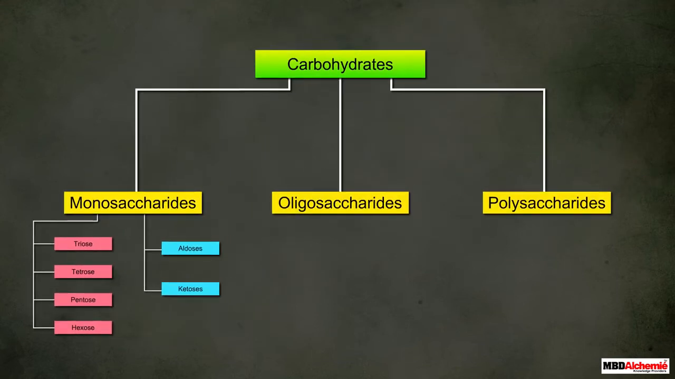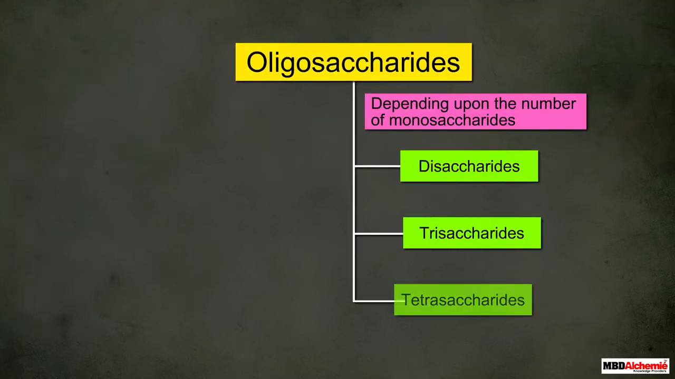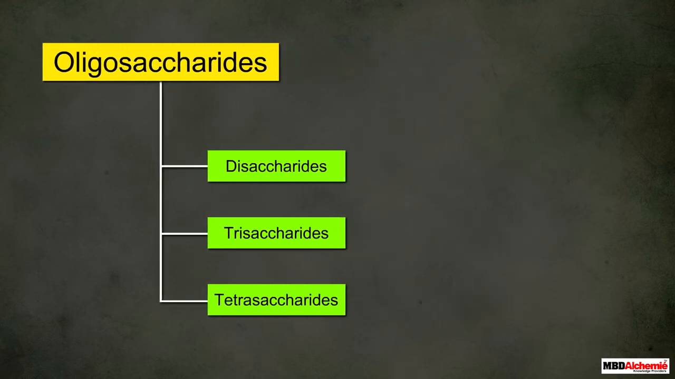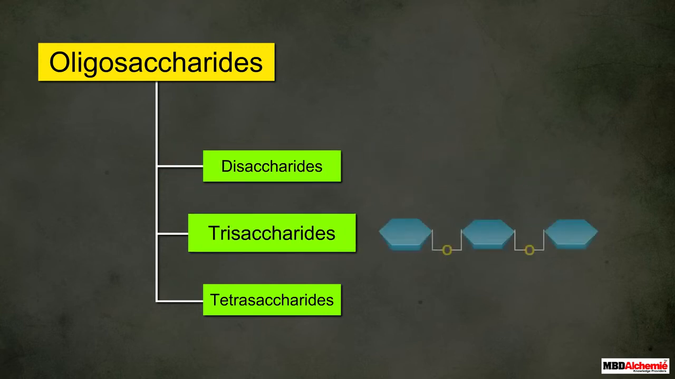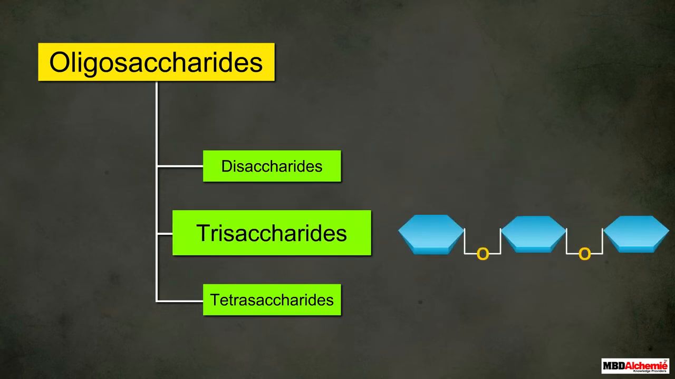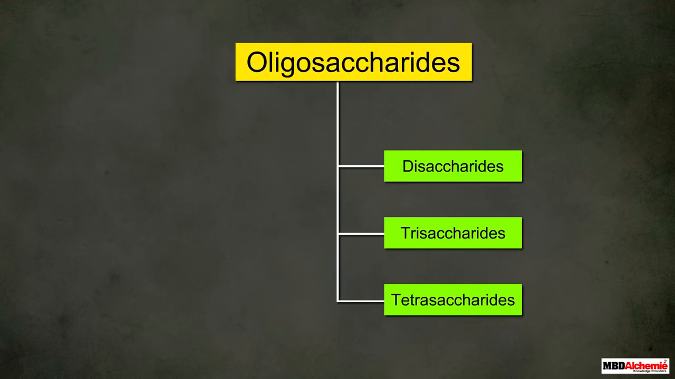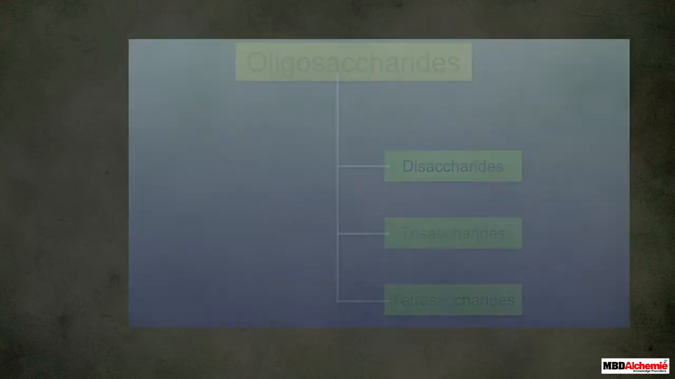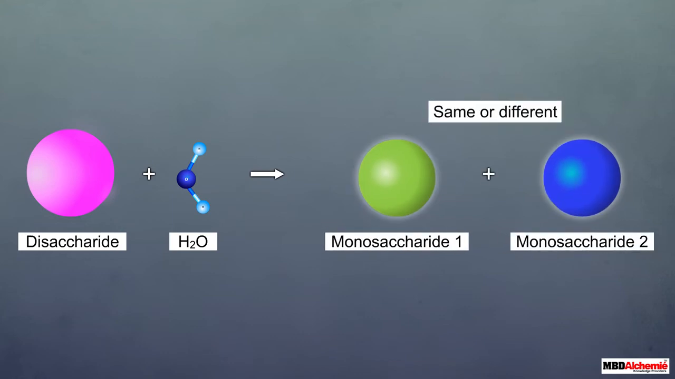Just like monosaccharides, we can also classify oligosaccharides depending upon the number of monosaccharides obtained on their hydrolysis. These include disaccharides that give 2 monosaccharides, trisaccharides that give 3 monosaccharides, tetrasaccharides that give 4 monosaccharides, and so on. The most common of these are the disaccharides. The 2 monosaccharides obtained from the hydrolysis of a disaccharide can be same or different.